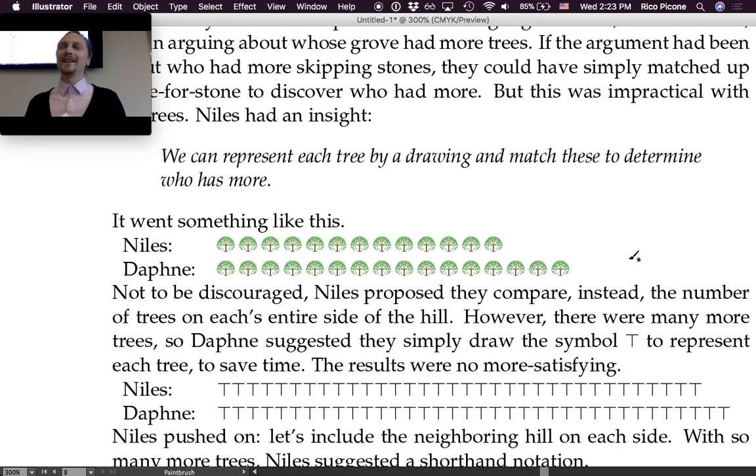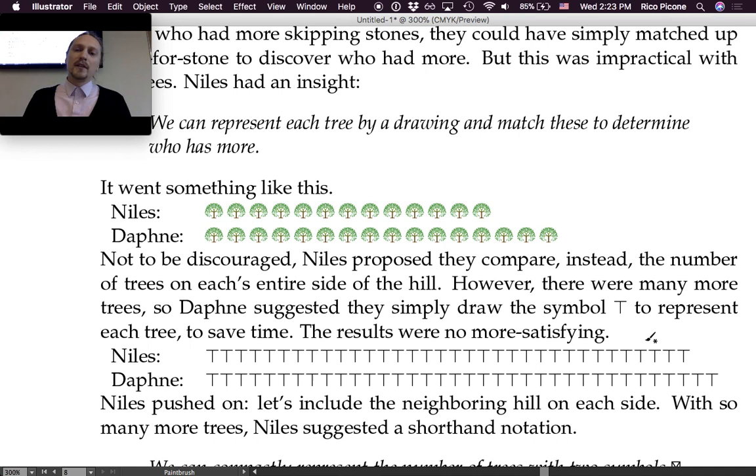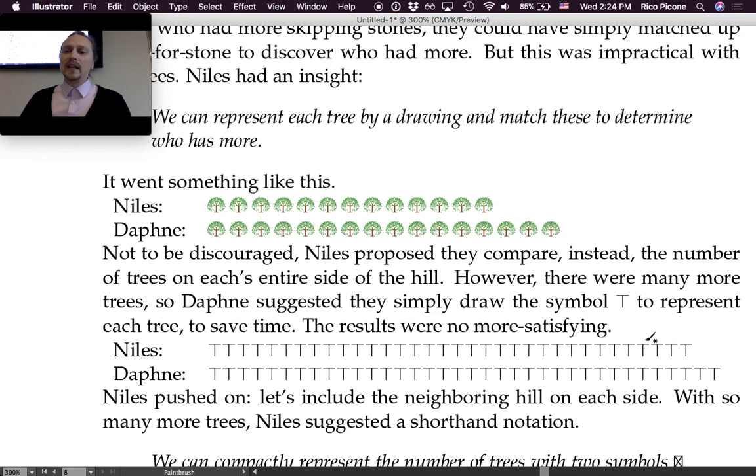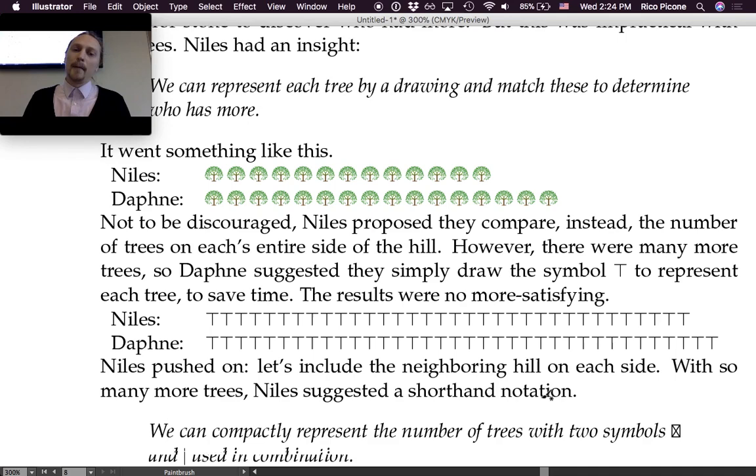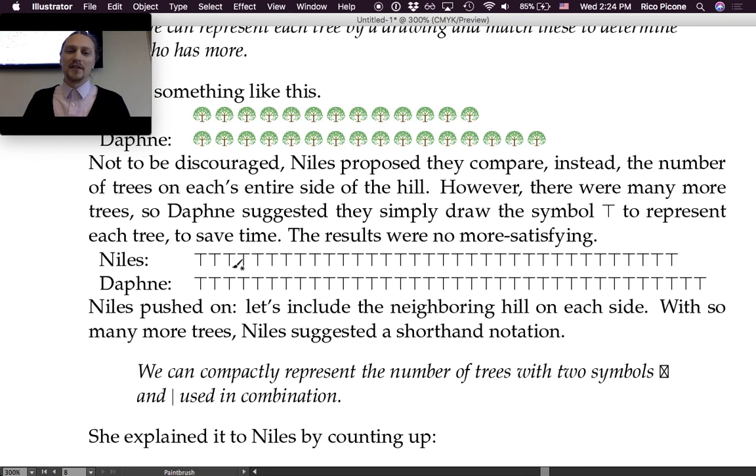Not to be discouraged, Niles proposed they compare instead the number of trees on each's entire side of the hill. However, there were many more trees. So Daphne suggested they simply draw the symbol T, let's call it T, to represent each tree, to save time. The results were no more satisfying because Niles still had fewer than Daphne.